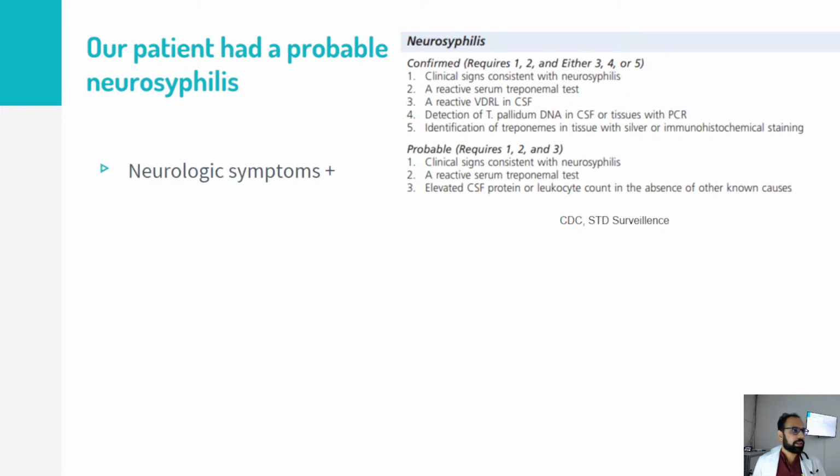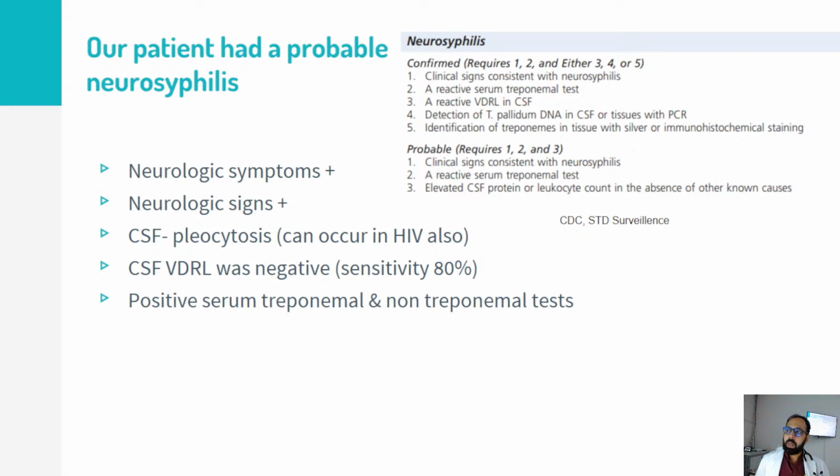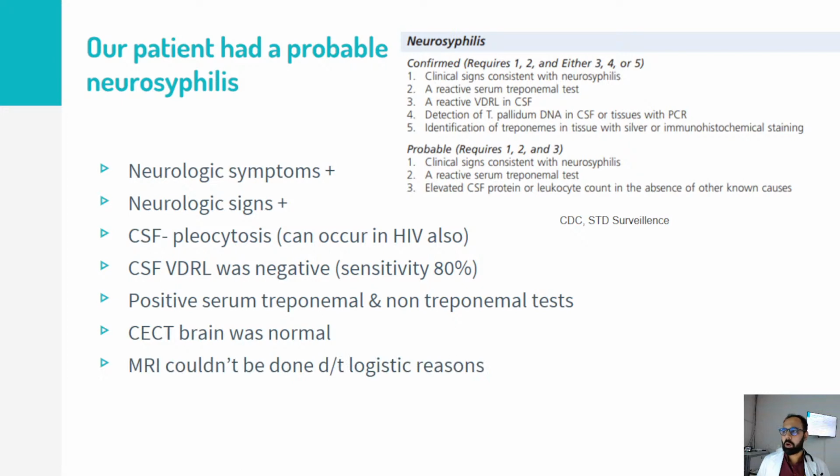Our patient had neurological symptoms in the form of chronic headache and seizures. He had neurological signs: involvement of the optic nerve as well as motor weakness. CSF study had revealed pleocytosis. However, pleocytosis is also a feature of HIV infection alone, in the absence of any other opportunistic infection. The CSF VDRL was negative, but we must note that CSF VDRL sensitivity is at maximum around 80%. He had positive serum treponemal and non-treponemal tests. Although imaging is not a part of the criteria, the imaging which we did didn't reveal any features of chronic meningitis or anything to suggest neurosyphilis. An MRI couldn't be done because of logistic reasons.